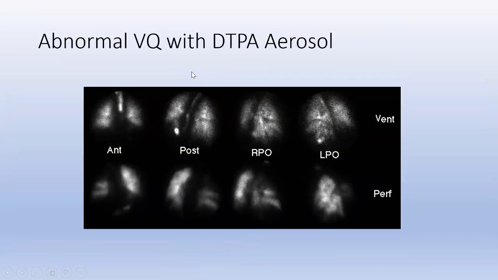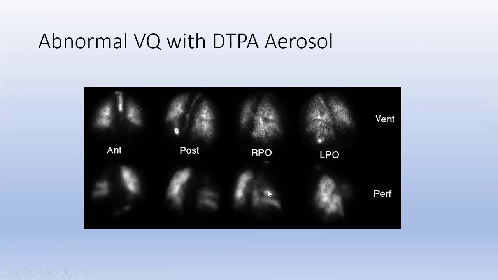Another DTPA aerosol with ventilation, and then MAA perfusion. Again, what do we see here? We see perfusion defect. We have the apex of the lung actually missing. It fills in, right? And we have that defect there. It might sort of match defect there, but we definitely have a portion of the lung missing.